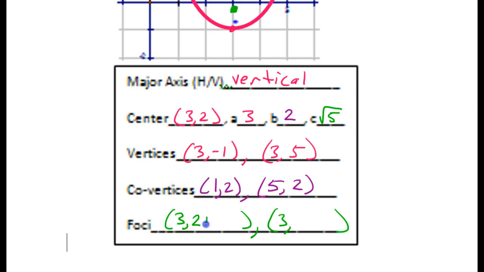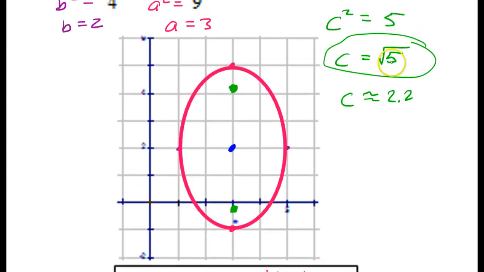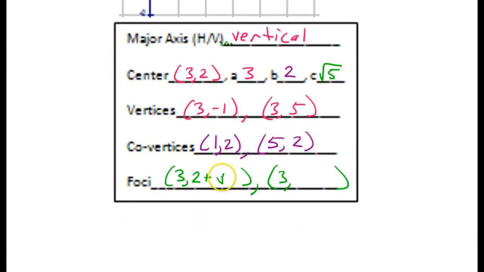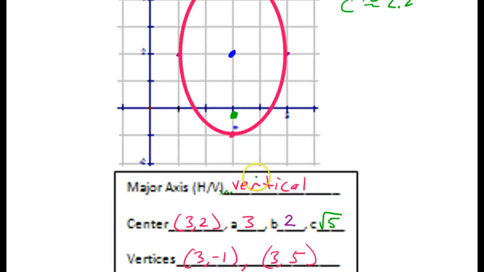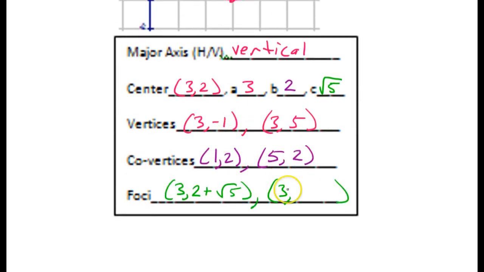For the upper focus, I'm adding something. So I'm starting at a y value of 2 and I'm going up by the value of c, by radical 5. So that's why I'm going to do 2 plus radical 5. Similarly, for the lower focus, I'm starting at a y value of 2 and I'm going down radical 5, so I'm going to subtract radical 5. So these are the coordinates of the foci.